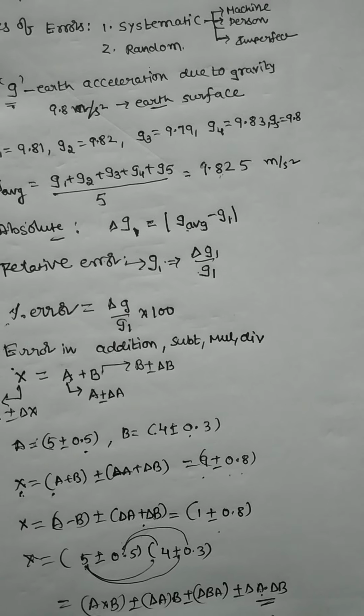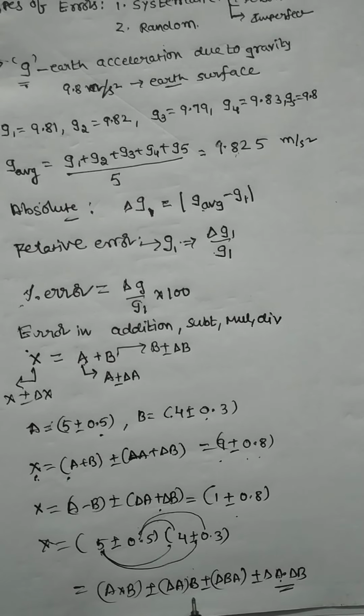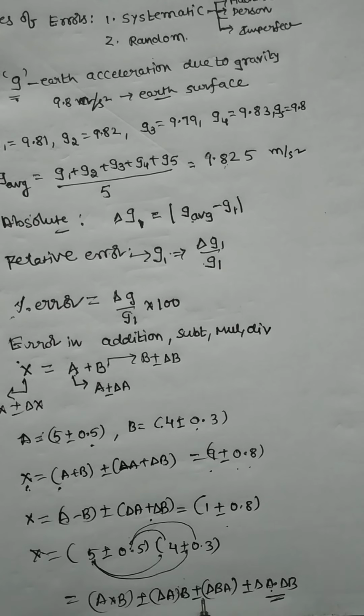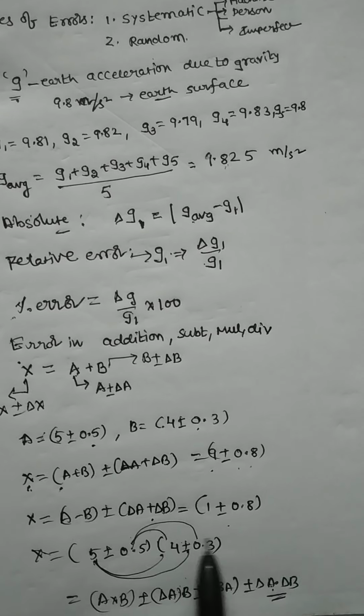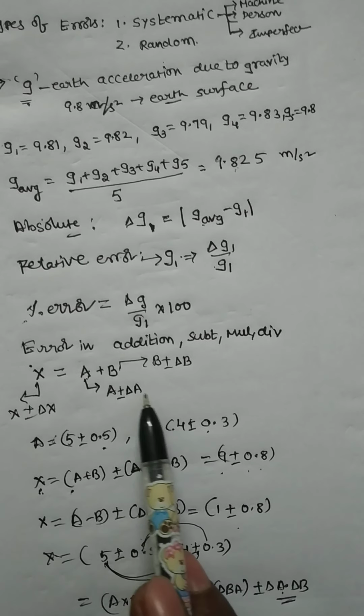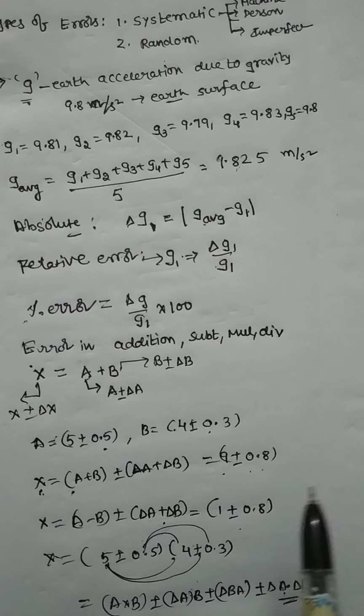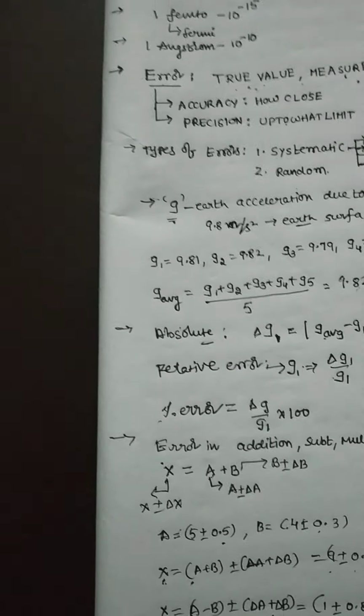This is the error in the multiplication of two physical quantities a and b. a is represented as a plus or minus delta a, and b is represented as b plus or minus delta b. That is about the multiplication.